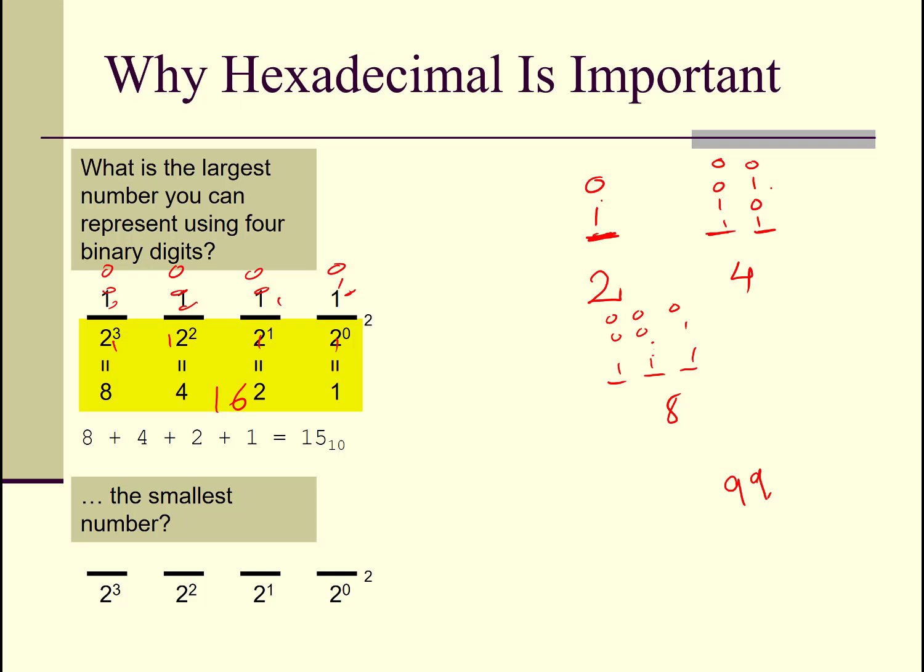If I have one digit, it's 2 to the power of 1, which will give 2. If I have 2 digits, it's 2 to the power of 2, which will give 4. If I have 3 digits, it's 2 to the power of 3, which will give 8. If it is 4 digits, it's 2 to the power of 4, which will give 16, right?